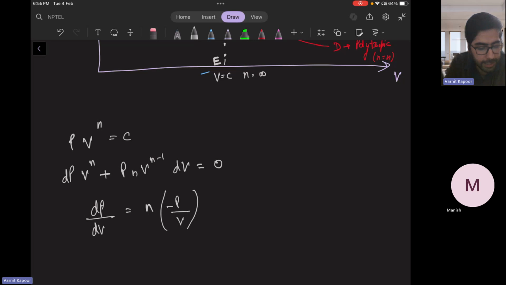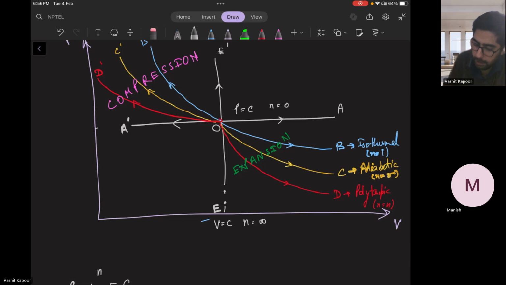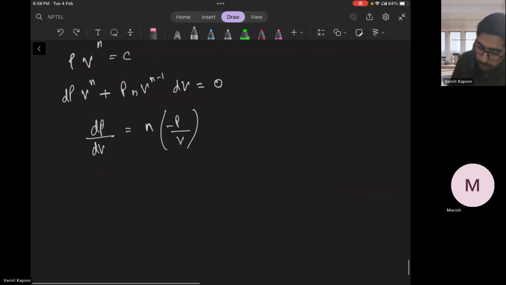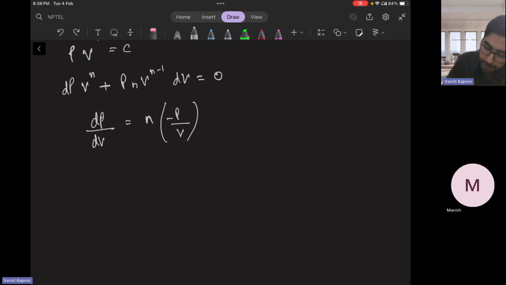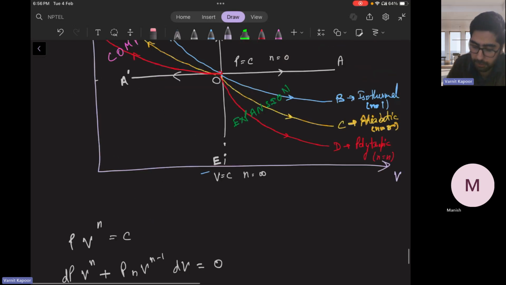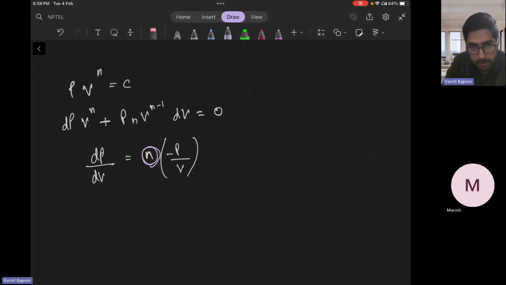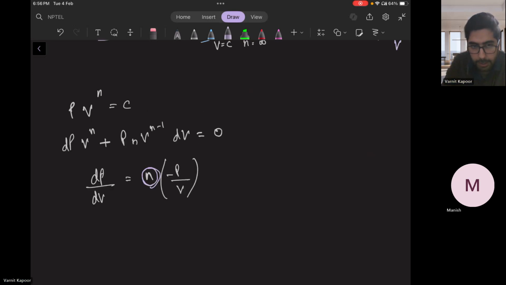Since the slope is negative, in mathematics also it came out to be a negative value. If you see, all the slopes are negative. This is also a negative slope. All the angles are negative here. So what is happening is that the slope is n times minus p by v. dp by dv is your slope, and it is n times something. So when expansion is happening, when your volume is changing, the higher the n, the higher the slope. Volume is positive, and p is positive. So the higher the n, the higher the slope, in a negative slope.